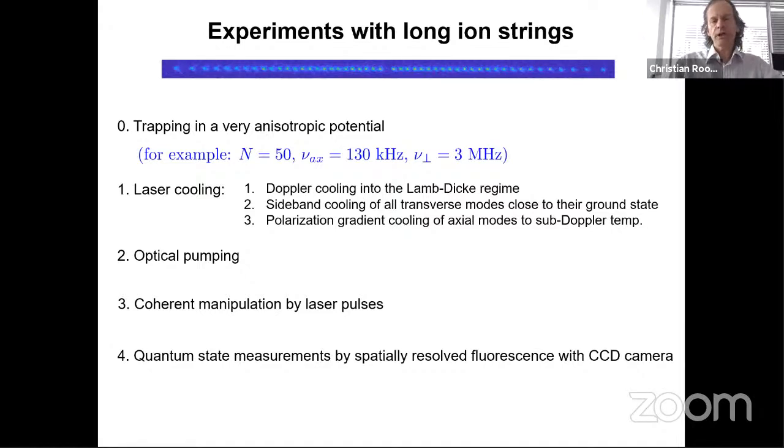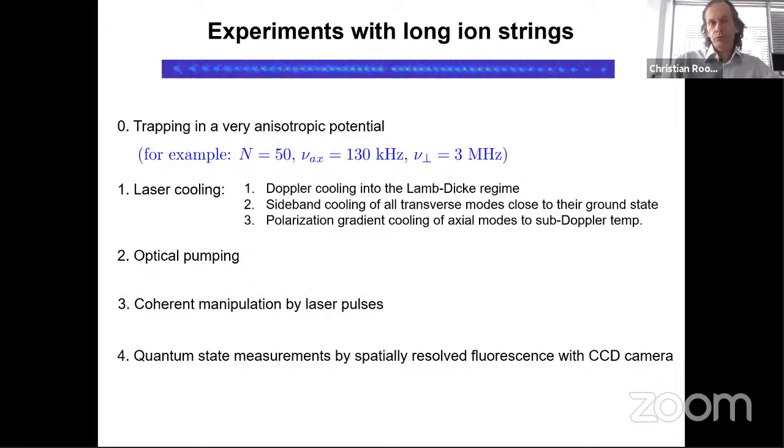In such a potential, you can now start an experiment where in the first step you want to laser cool the ions, and typically this would be done by first Doppler cooling the ions into the Lamb-Dicke regime where they are fairly well localized, and then you can maybe decide to sideband cool all transverse modes of motion close to their ground state using either resolved sideband cooling or EIT cooling, and it might be of interest to polarization gradient cool the axial modes of motion to sub-Doppler temperatures in order to control these modes as well.